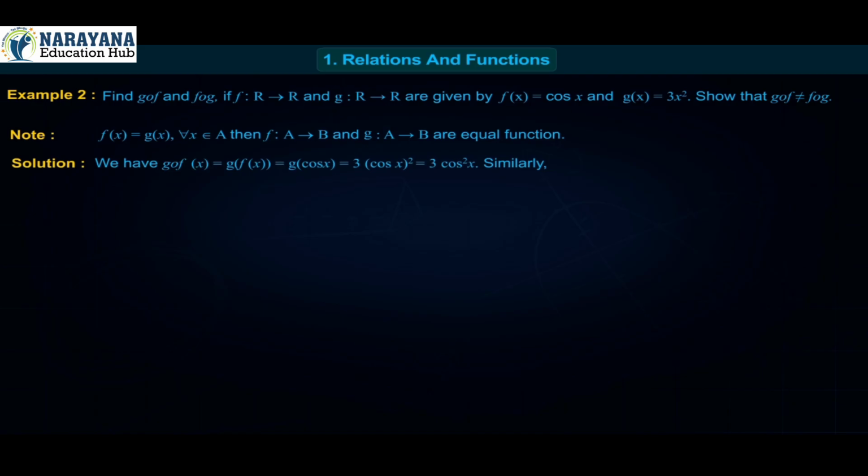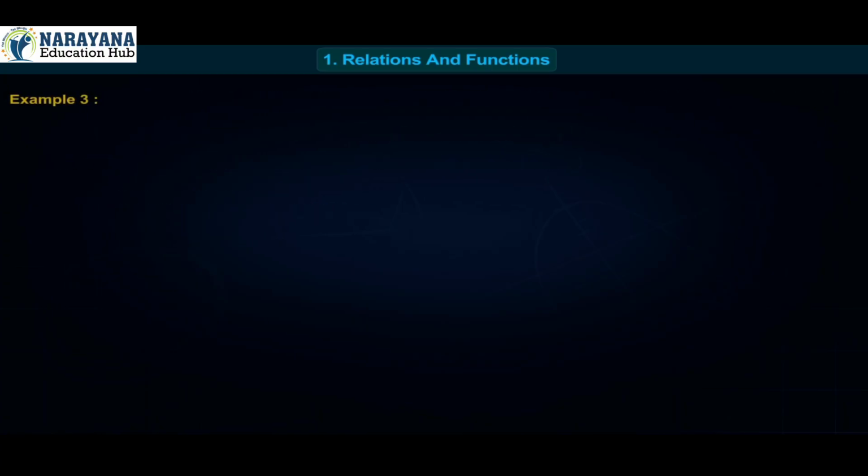Solution: we have gof of x is equal to g of f of x is equal to g of cos x is equal to 3 cos x square is equal to 3 cos square x. Similarly, fog of x is equal to f of g of x is equal to f of 3x square is equal to cos 3x square. Note that 3 cos square x is not equal to cos 3x square for x is equal to 0. Hence, gof is not equal to fog.